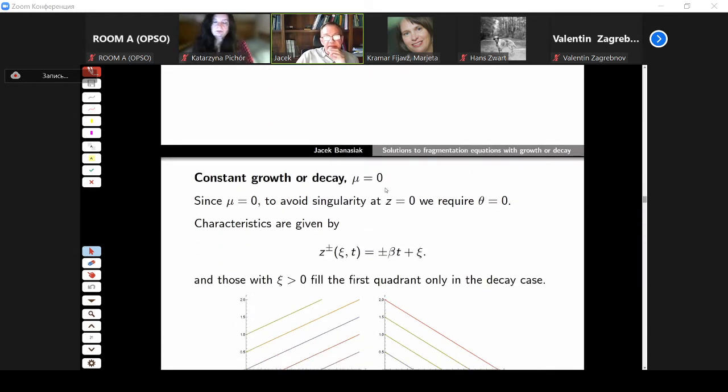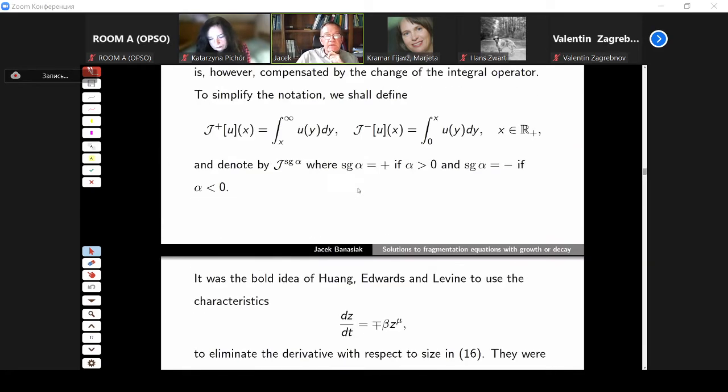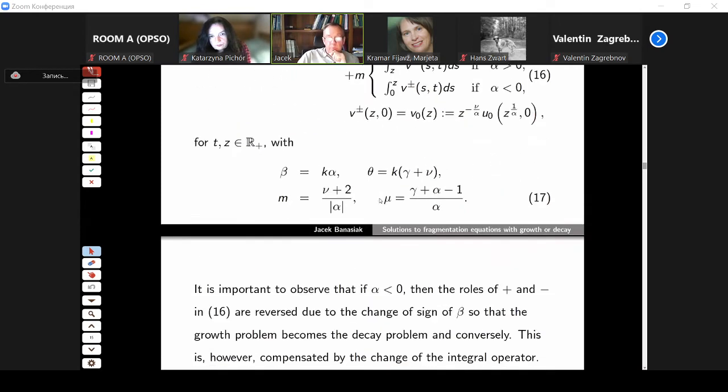If we consider constant growth and decay, so if we assume in our model equation that this parameter mu is 0, this is the case which was dealt with by Huang, Edwards, and Levin. So if mu is 0, then if you look at the right-hand side, unfortunately we have to impose another condition on theta. So theta must be 0 here, otherwise we have a singularity, which at this moment we don't want. So we impose these two assumptions now.